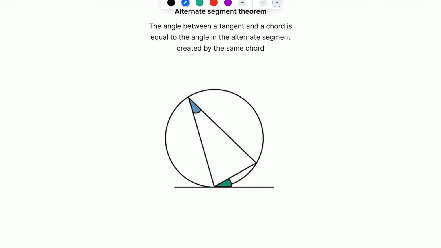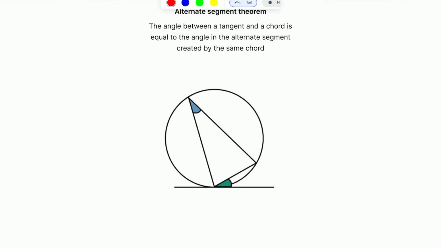Now looking at this theorem here, the alternate segment theorem: the angle between the tangent and the chord is equal to the angle in the alternate segment created by the same chord. Okay, so that seems like a little bit of a mouthful. Essentially what it's saying is, this theorem only applies when there's a tangent. So as soon as you have a tangent, you can start thinking about this one.